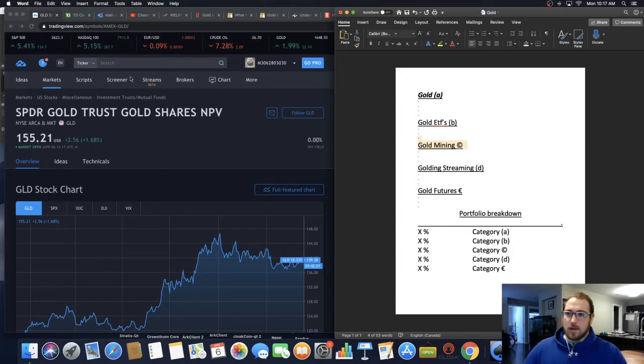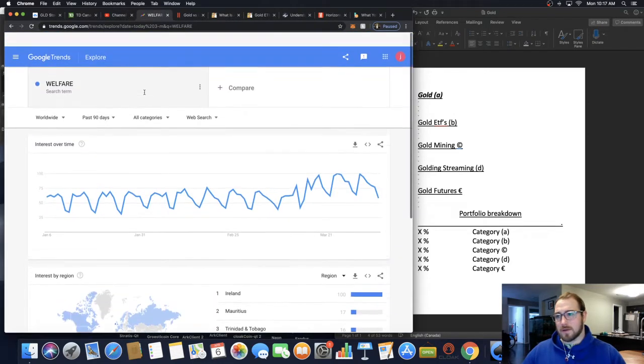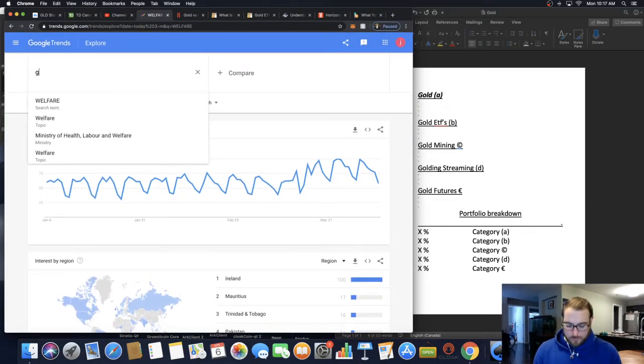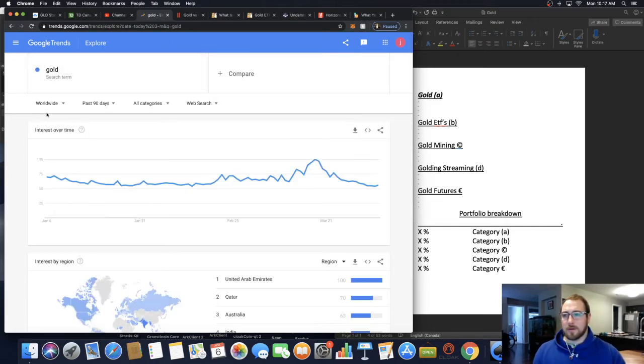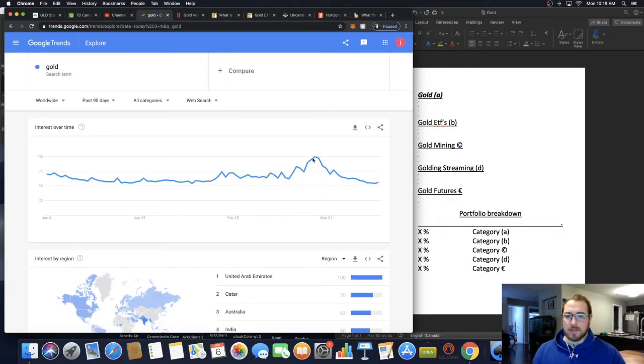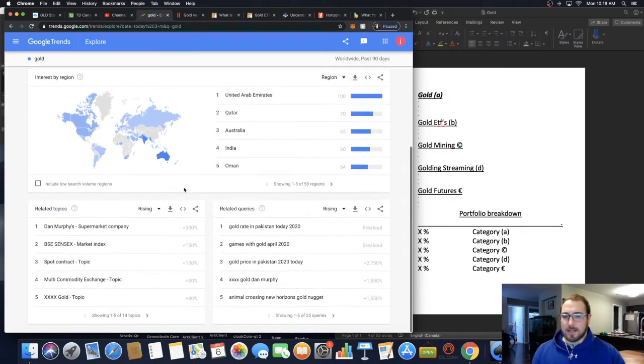A lot of people are starting to look at gold more recently. Just looking on Google Trends here, we can type in gold, and on the worldwide view for the past 90 days, we definitely had a little bit of a spike up. So we definitely have seen some interest in gold, and it looks like it's subsequently rolled off here. You can look per region.